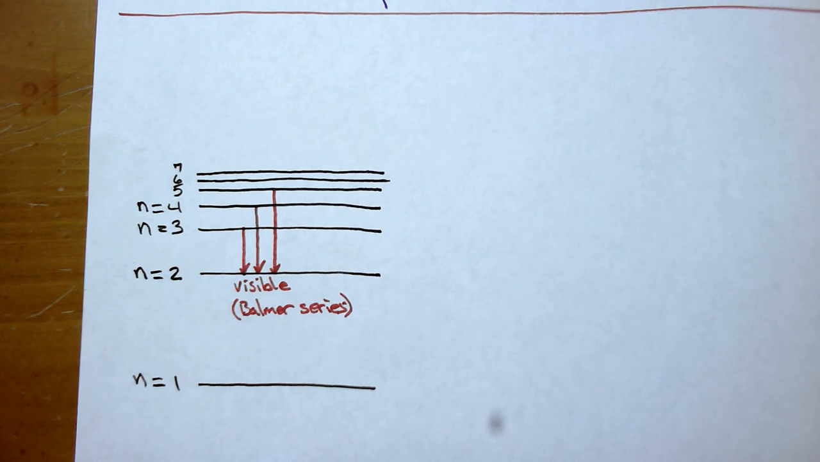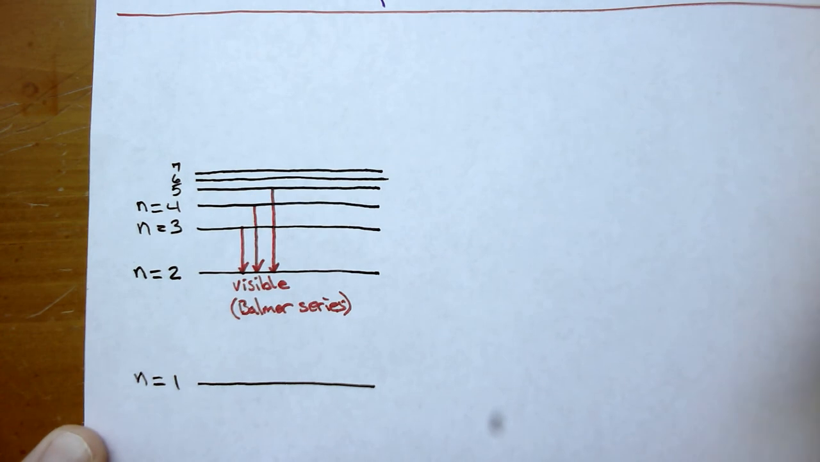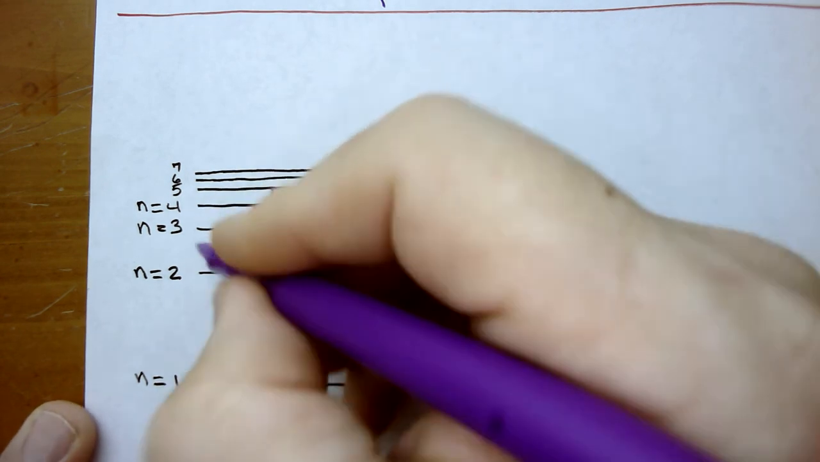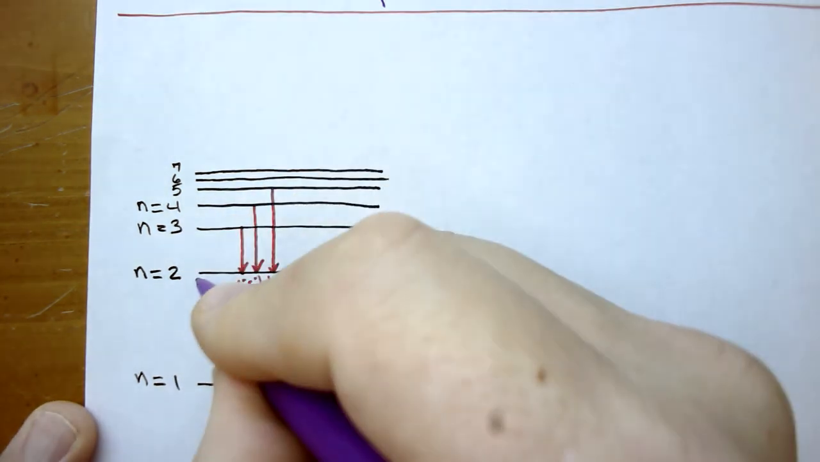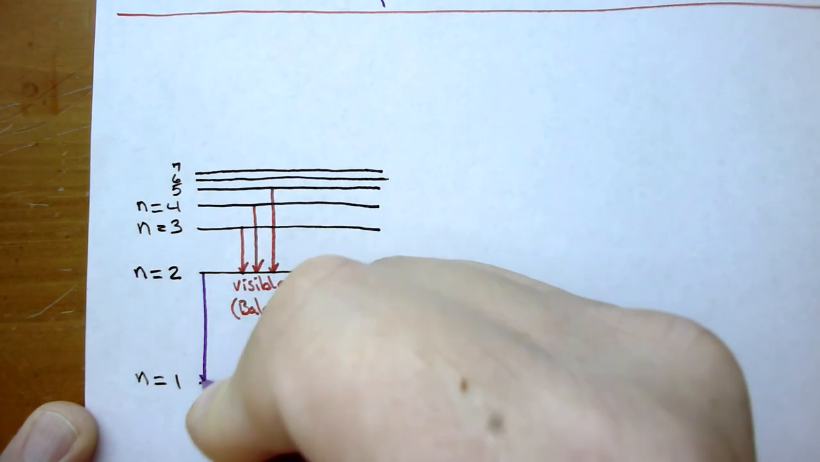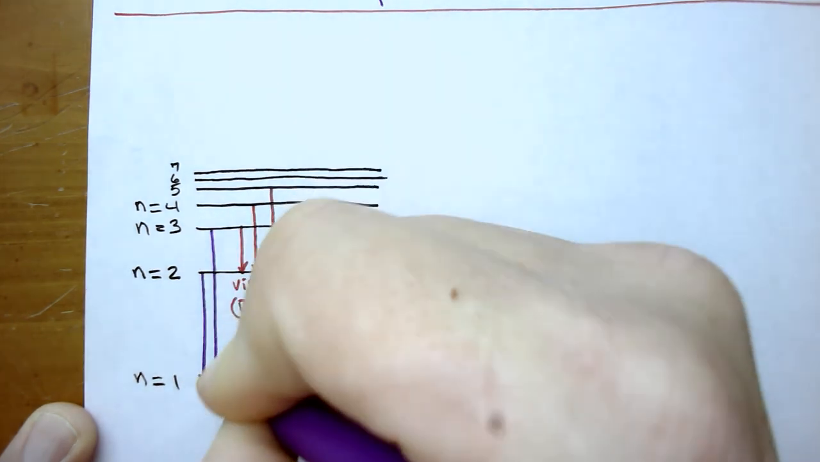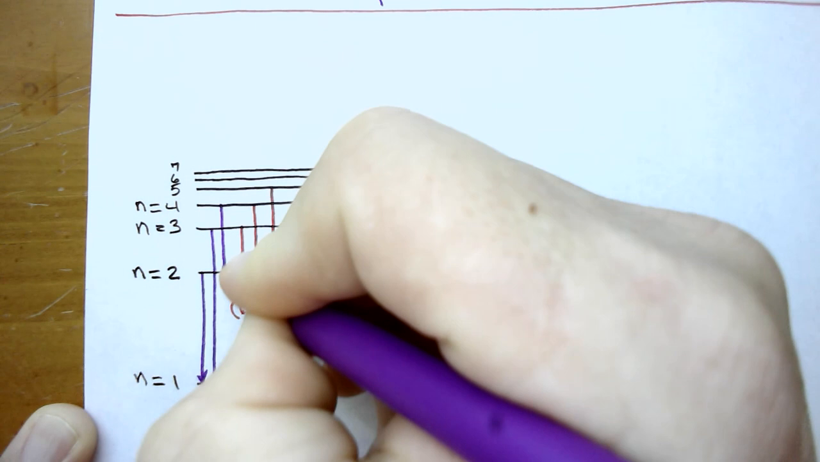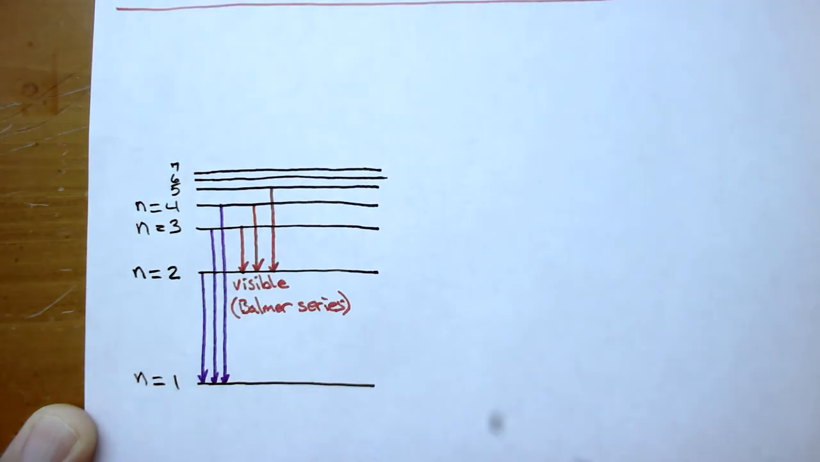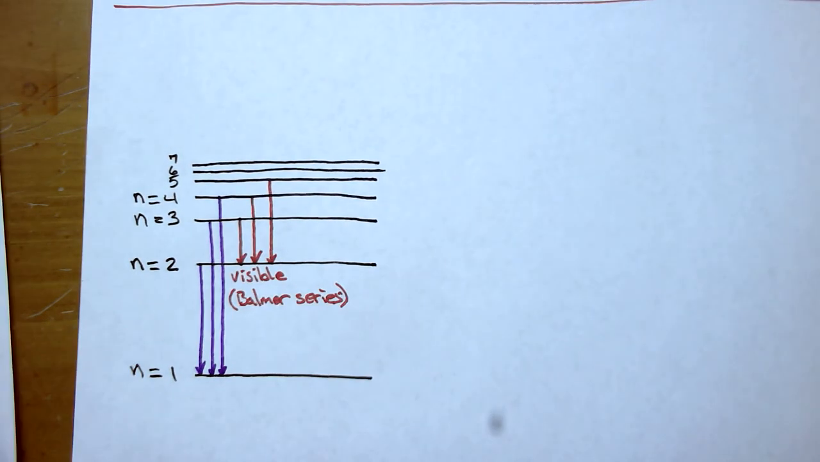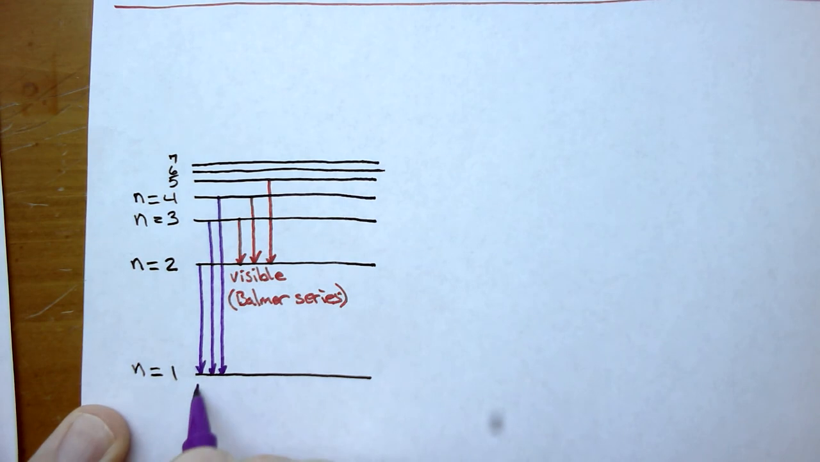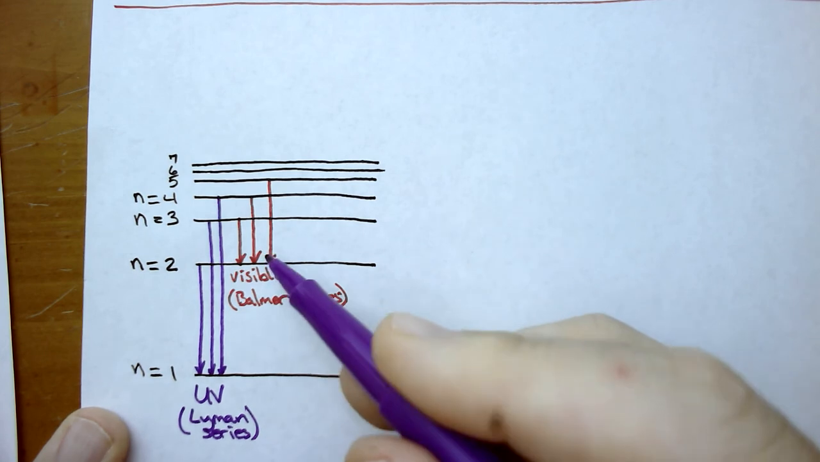If they drop from any excited energy level to energy level 1, and I'm just showing 3 of the drops, it could be anything, when they drop to energy level 1, that's ultraviolet light, and it's called the Lyman Series. And yes, your hydrogen will do the same thing. It's not just doing visible light, it's doing ultraviolet.